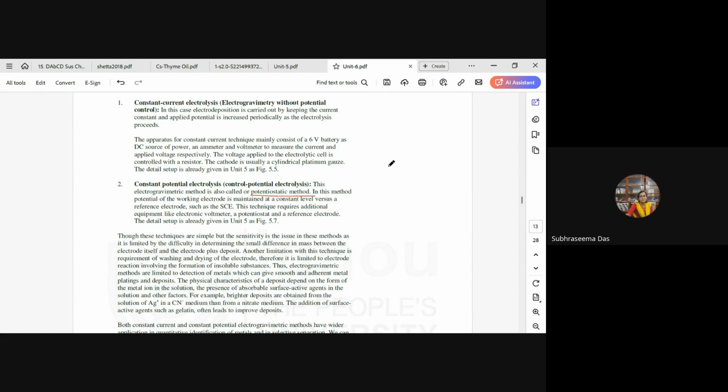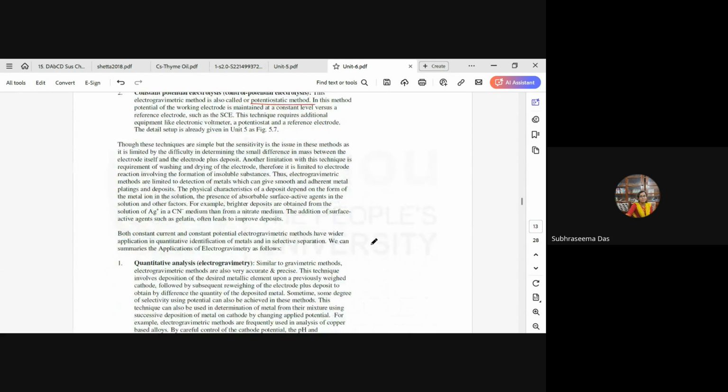In this method, the potential of the working electrode is maintained at a constant level versus the standard calomel electrode. We have also studied the technique here. Though these techniques are simple, the sensitivity in these methods is very limited. Another limitation with these techniques is the washing and drying of the electrode. Thus electrogravimetric methods are limited to detection of metals which can give very smooth deposits.